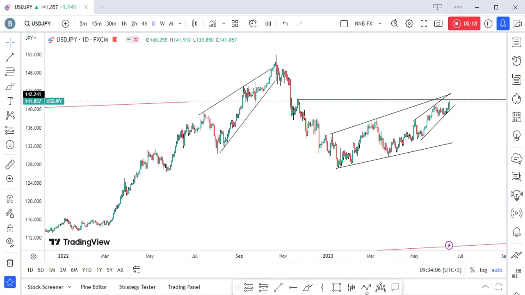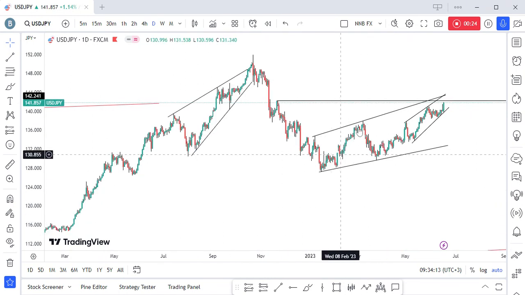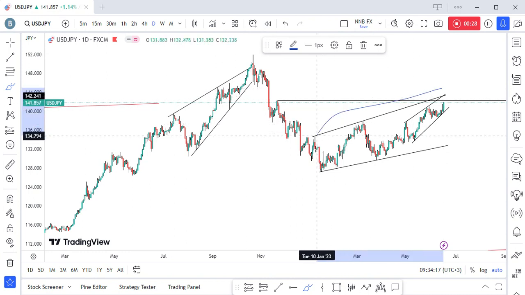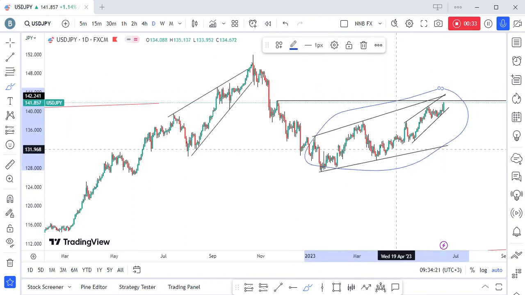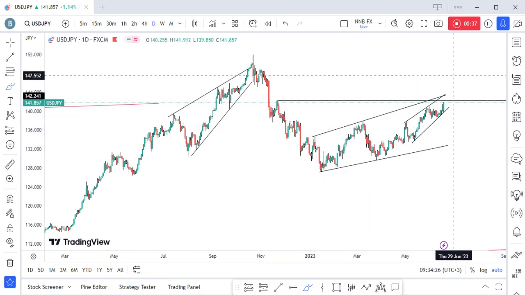On the daily time frame you can see that there's a double top area which I've marked with this red line up here. And then we can see that the market is forming a structure, a reversal pattern, a continuation pattern while heading back to that double top area.